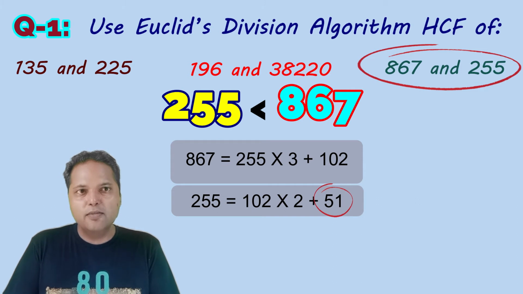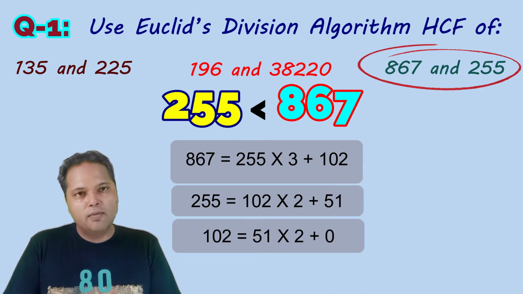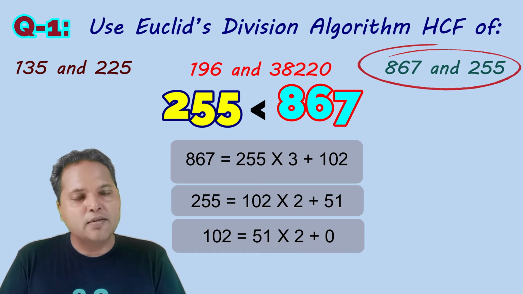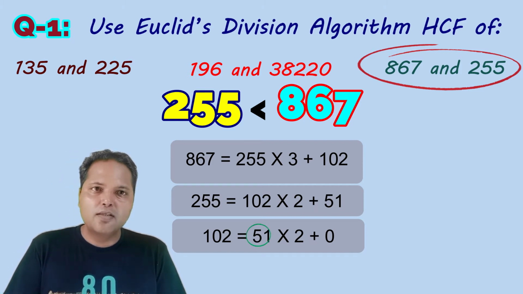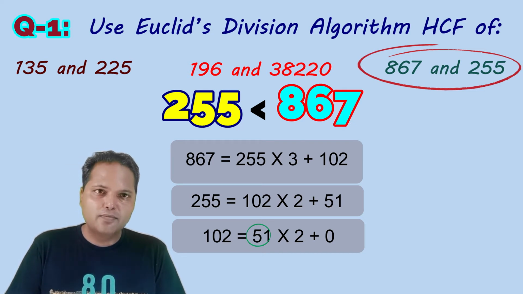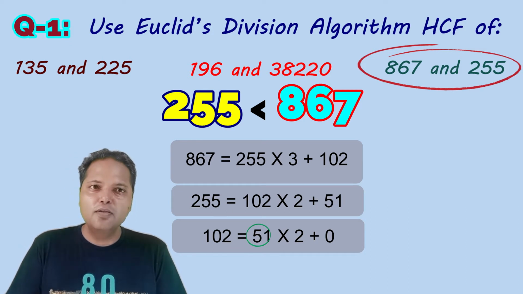So let's apply that. So we'll write 102 is equal to 51 multiplied by 2, and when we do that, then we see that r is equal to 0. And at this stage the divisor is 51. So we can say that 51 is the HCF of 867 and 255. So this is how we have solved the question number 1. Now let's move on to the question number 2 of this exercise.